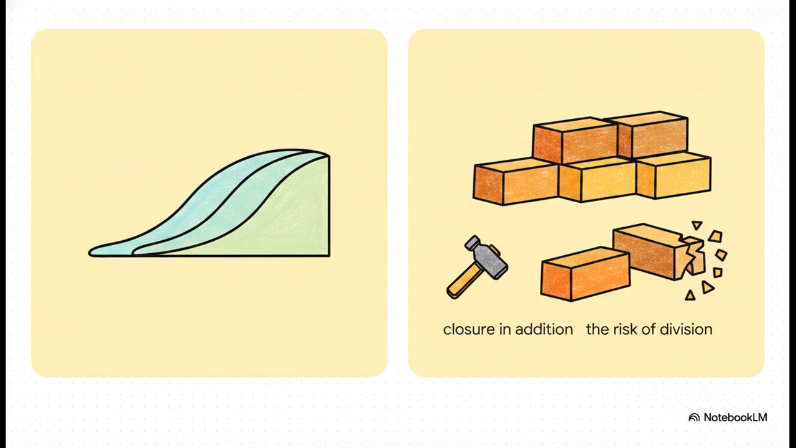Now, it might seem simple, but this discrete nature creates an axiom of closure. When you add or multiply integers, you always get another integer. But the second you try to divide them, well, you risk breaking right out of our universe. Managing that division is where the true art of number theory begins.